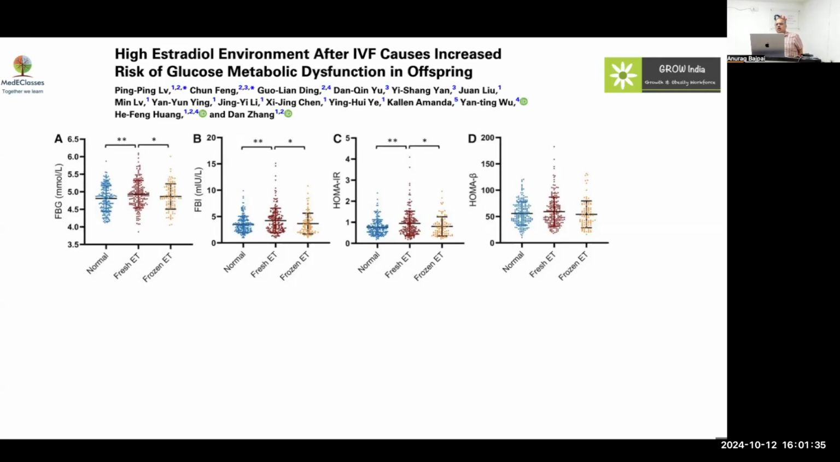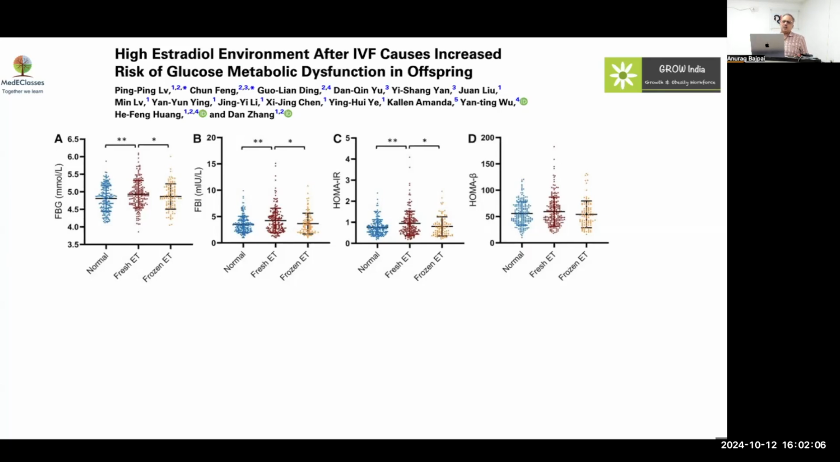So what they're trying to say is that if your initial estradiol is very high, whether this results in glucose metabolic dysfunction at 3, 6, and 10 years. So this was a follow-up study. What they compared was normal pregnancy, fresh embryo transfer and frozen embryo transfer. When you have a fresh transfer, you have a much higher ambient maternal estrogen because the stimulation is done there. For frozen transfer, they're just giving 17 beta estradiol just to ensure that.